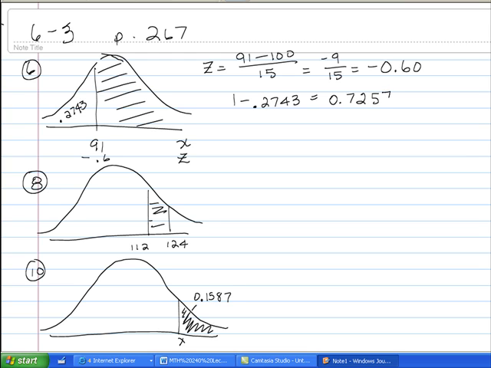And number 8, we have an area shaded between two IQ scores, 112 and 124. So we need to calculate z for both of them. 124 minus 100 divided by 15 is going to be 24 divided by 15. And that gives us 1.6 or 1.60. And then 112 minus 100 divided by 15, I think that's going to be 0.8.